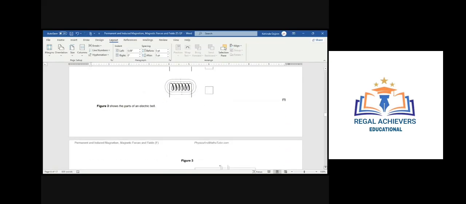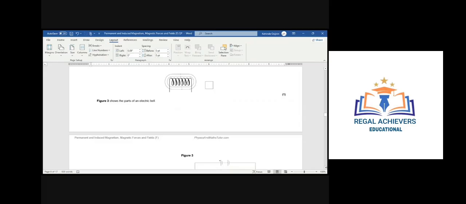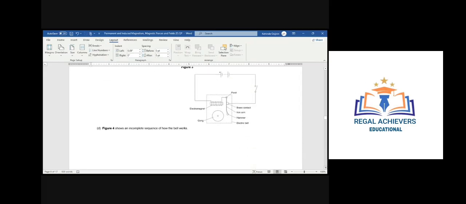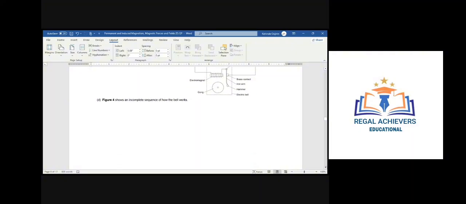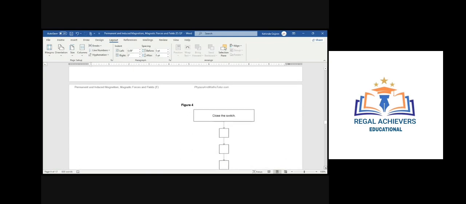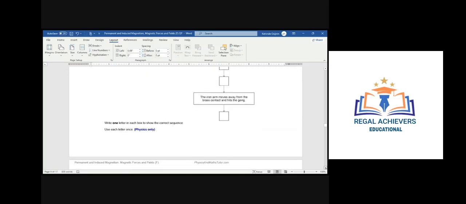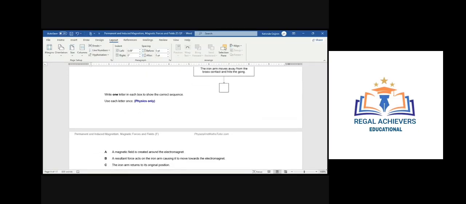And the next one, Figure 3, shows the parts of an electric bell. You can see some of the parts of the electric bell right here. Then Figure 4 shows an incomplete sequence of how the bell works. So we are asked to use the options below and write one letter in each box to show the correct sequence.